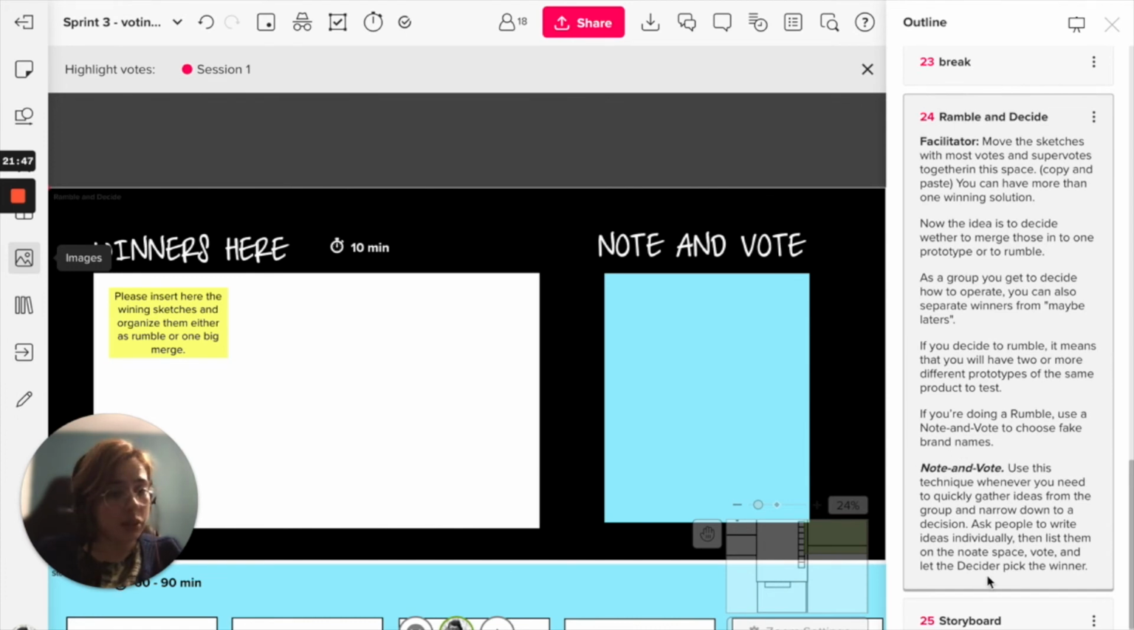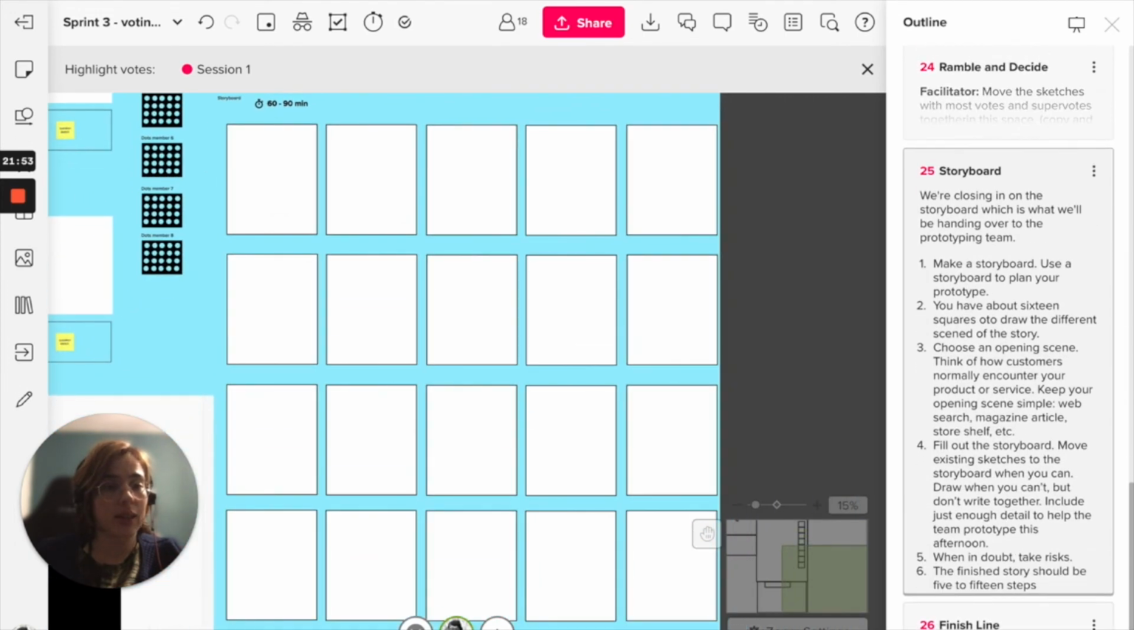Once you decide on which idea you're going to continue, it's time to create a storyboard. The storyboard is going to be the plan for prototyping. It's what you are delivering to the prototyping team so that they can build it, right? So think of it as a comic book of your solution. In each white space, you get to draw a specific scene of your product or of your solution and how the user interacts with the solution, okay?